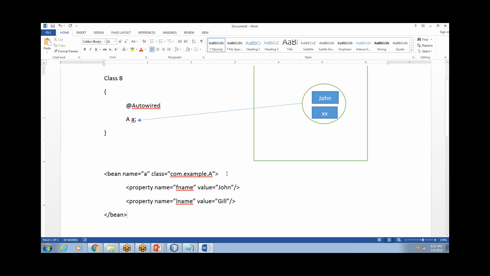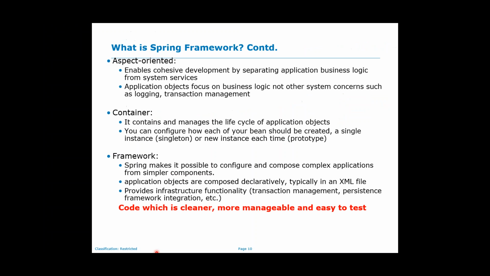So rather than you writing the Java code, you write the code in terms of XML, and this code will be read by the Spring container. When this code is read by the Spring container, it will create the object, and then it will initialize the field by reading its value from the XML. So that is what we are discussing.